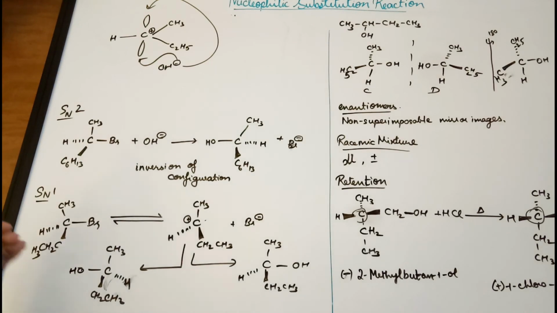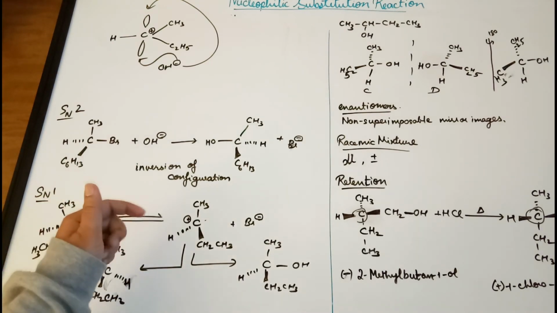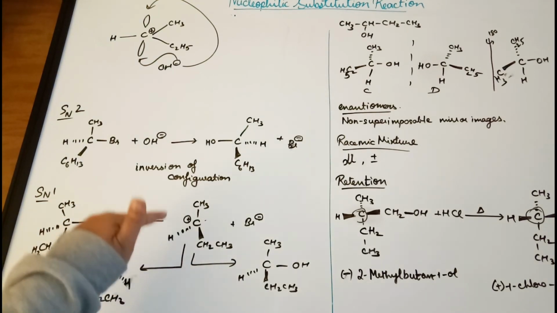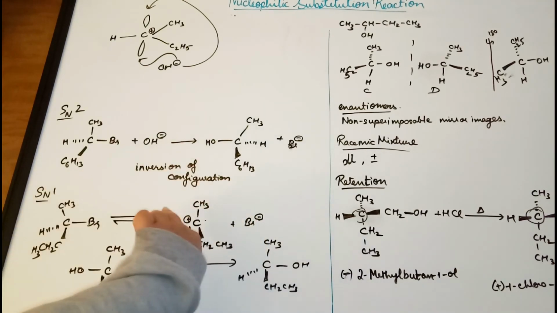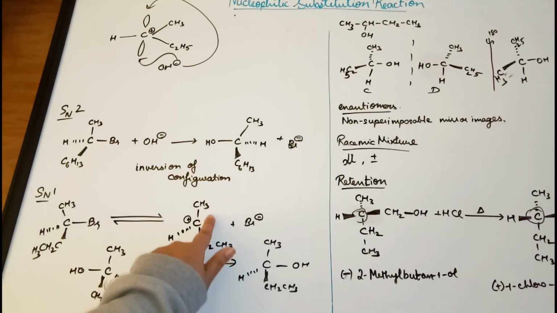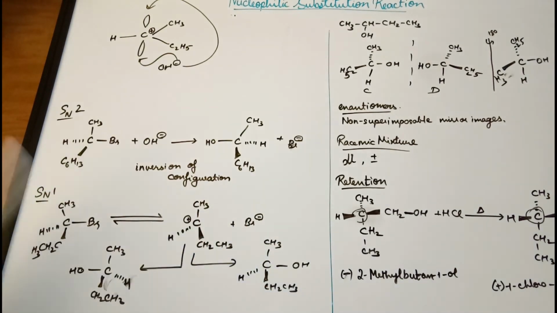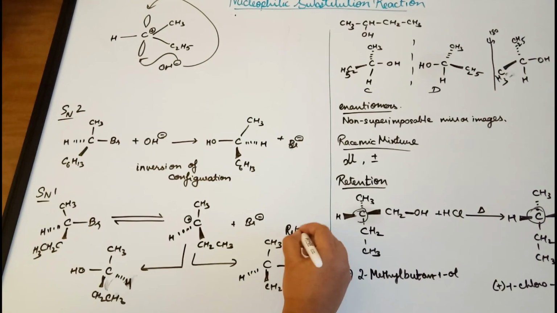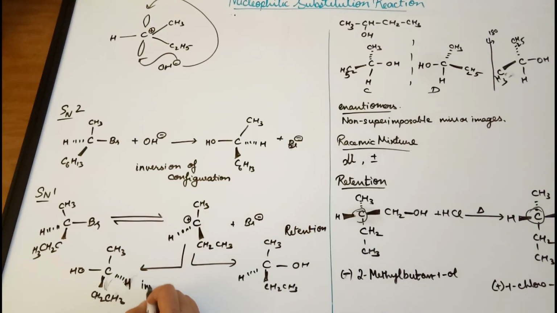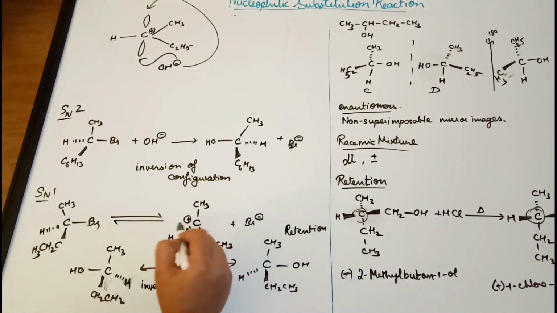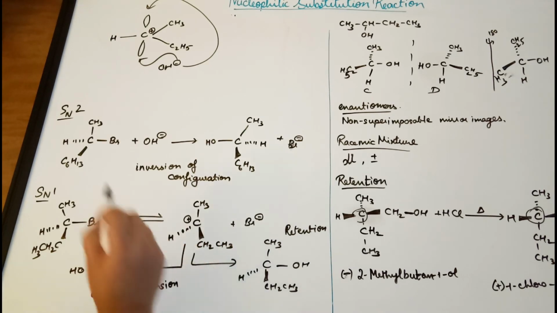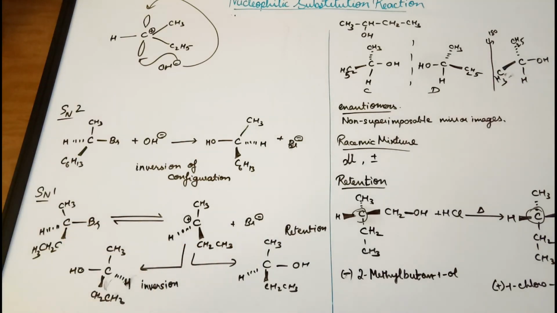Whereas in the case of an SN1 reaction, you have the formation of a carbocation. This carbocation can get attacked either from this side or this side. So when the OH minus is attacking from the right, it is leading to a retention of configuration. So this is the retention product, whereas this is going to be the inversion product because the OH minus attacked from this side. Because it attacked from the back, similar to what we observe in SN2, you have the inversion of configuration.